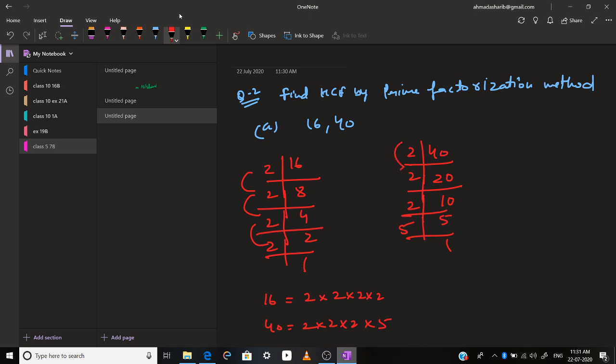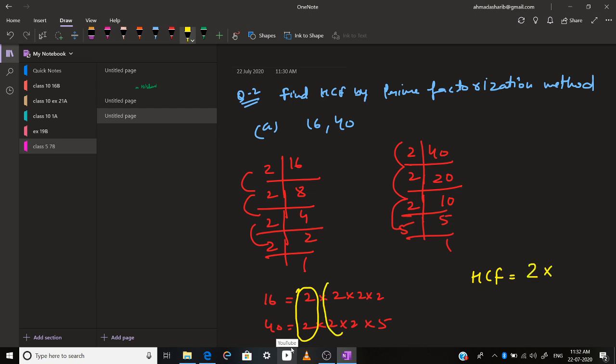Okay. 2 into 2 into 2 into 5. Now you have to find the HCF. So how are you going to find the HCF in this? HCF is very simple. You just take the common factors. Common factors means this 2 is common, so I will write it only one time.